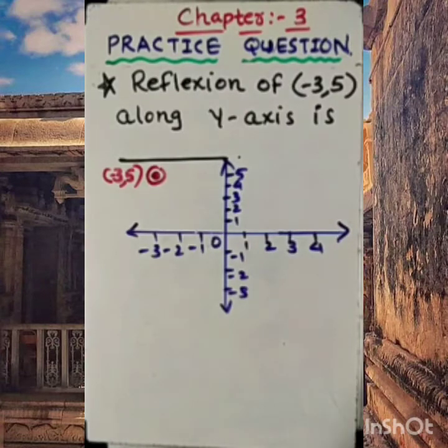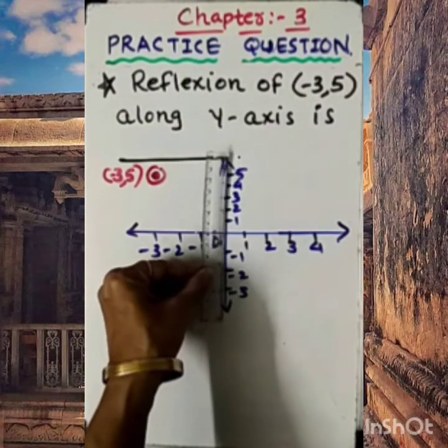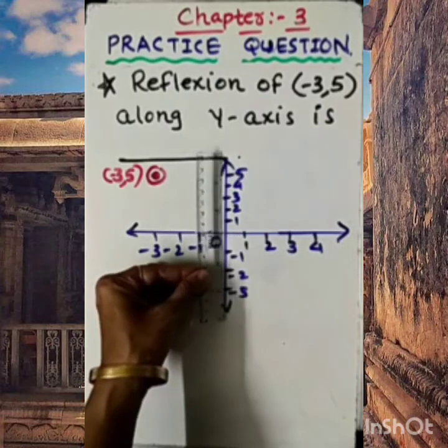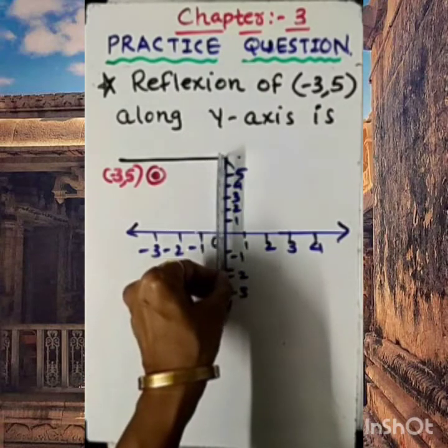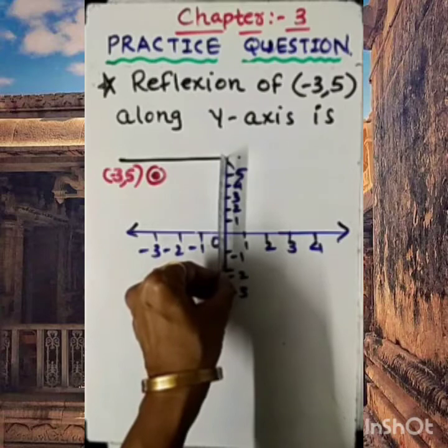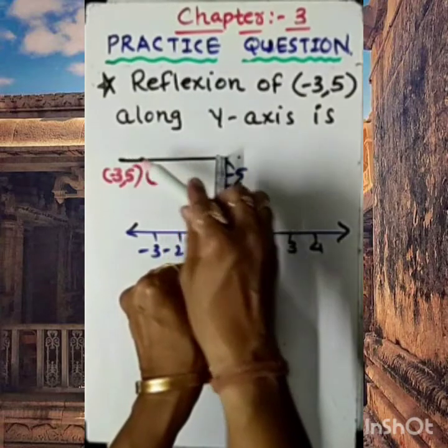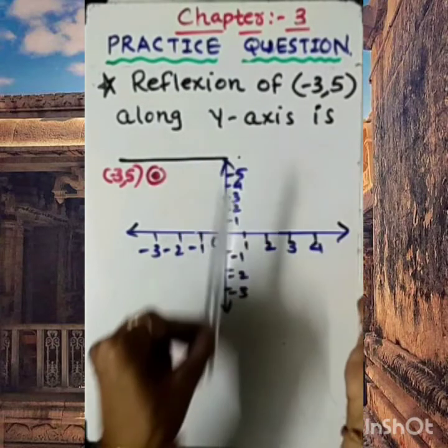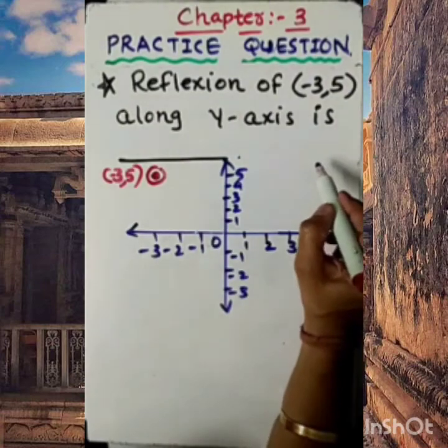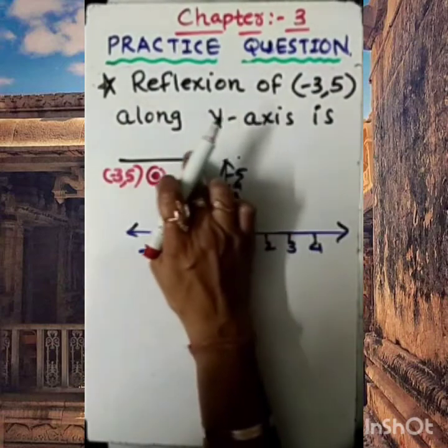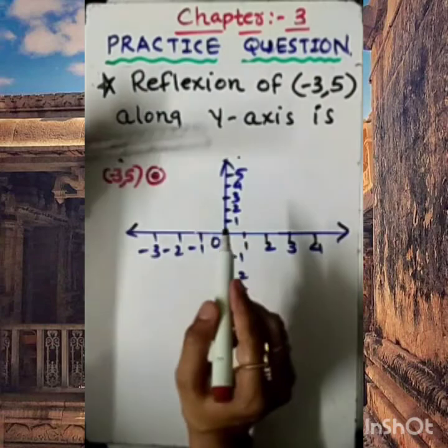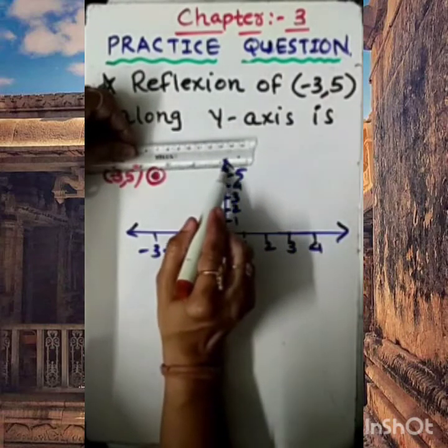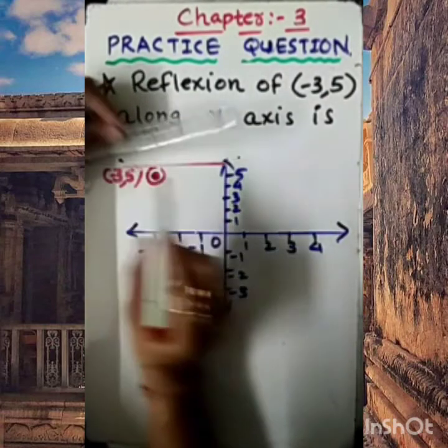Now we want to find its reflection along y-axis. It means that I want to put the mirror here on y-axis. This is suppose my mirror. I am putting the mirror here on y-axis. Fine. So where to get the reflection? The distance will remain same. So it will be the reflection you will find of this point at, here it is only 5. Okay? To draw straight line somewhere. This way you will get it.